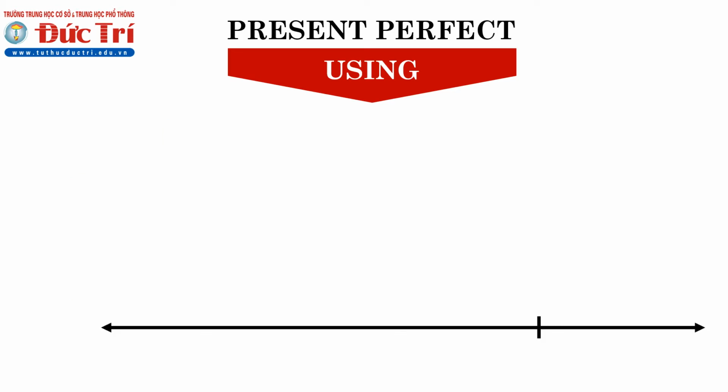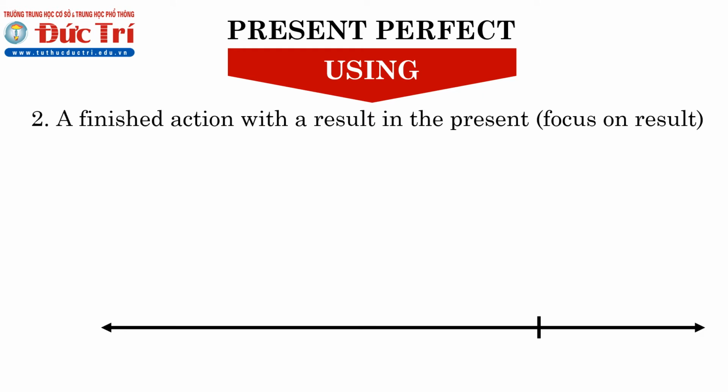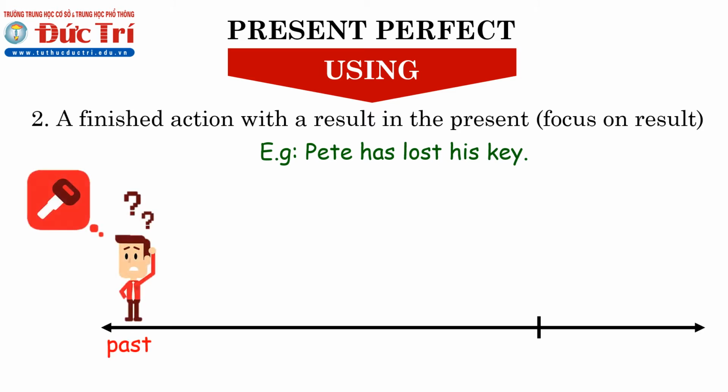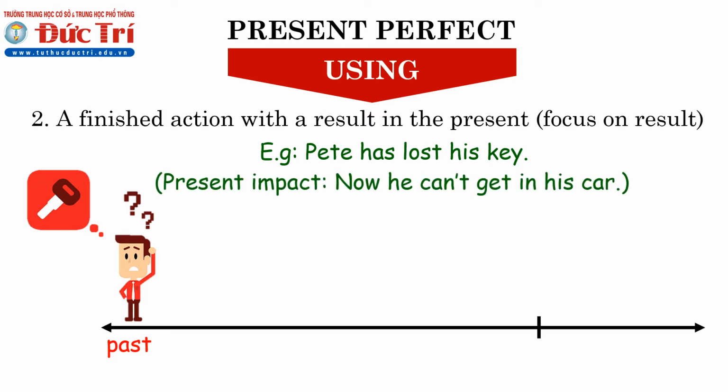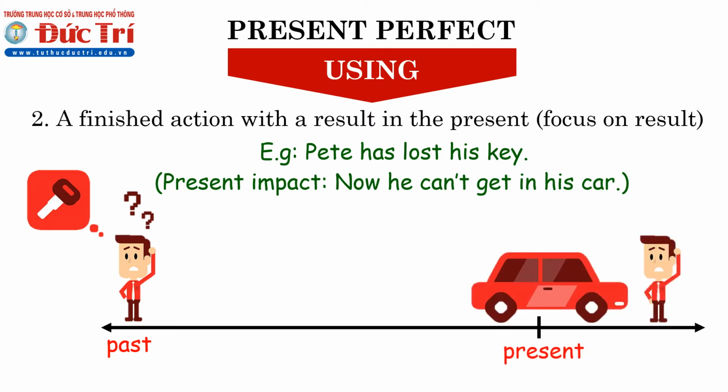The present perfect is also used for a finished action which has a result in the present. In this case, we focus on the result. For example, Pete has lost his key. It means Pete lost his key in the past, and the result now is he can't get in his car.